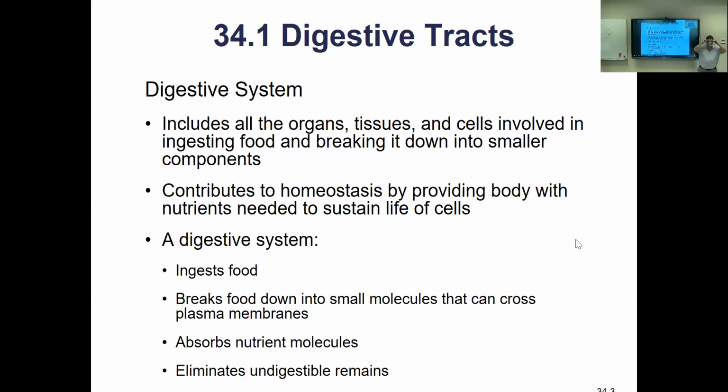So, digestive system. What are we doing here? What's it going to involve? We're going to have to take food molecules, bring them into our body, right? Break them down into smaller pieces so that they can be absorbed. So, pretty cool concept. We've got to ingest the food, break it down mechanically and then chemically, right? So, down to the building blocks.